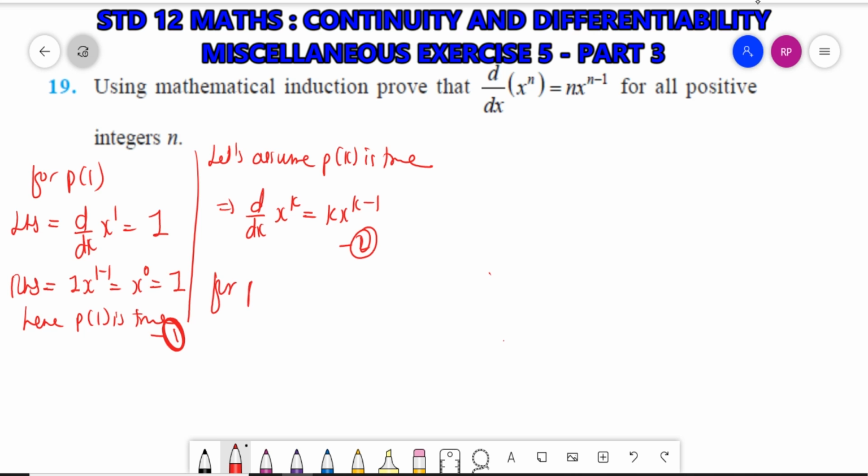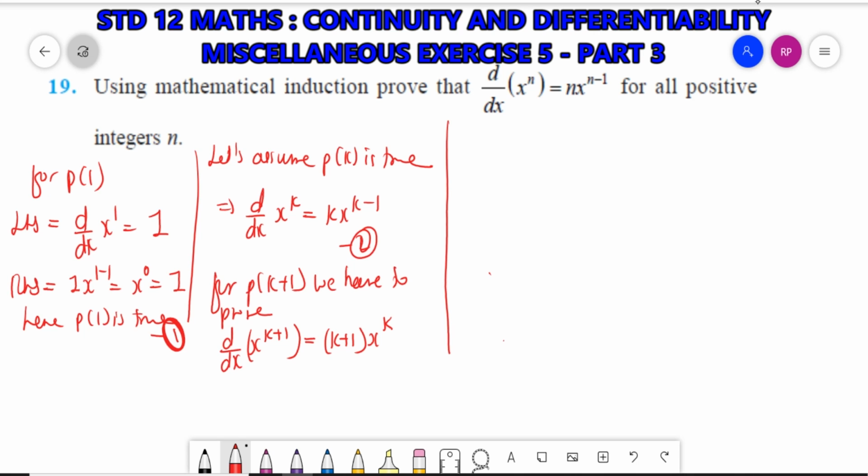Now for p of k plus 1, we have to prove d by dx of x raised to k plus 1 equal to k plus 1 x raised to k plus 1 minus 1. So that will be k. Okay, let's check LHS. LHS is d by dx of x raised to k plus 1.